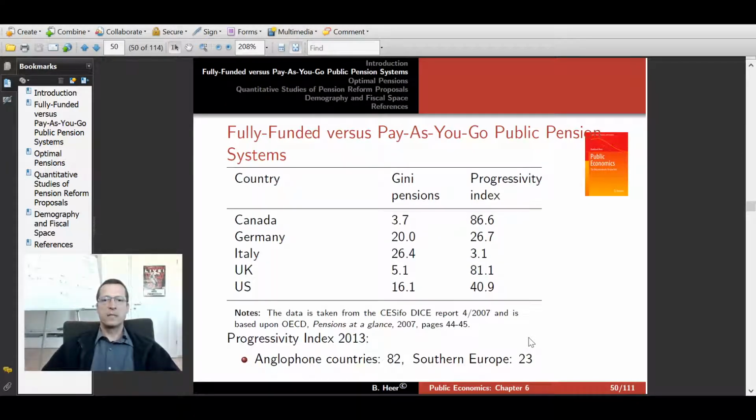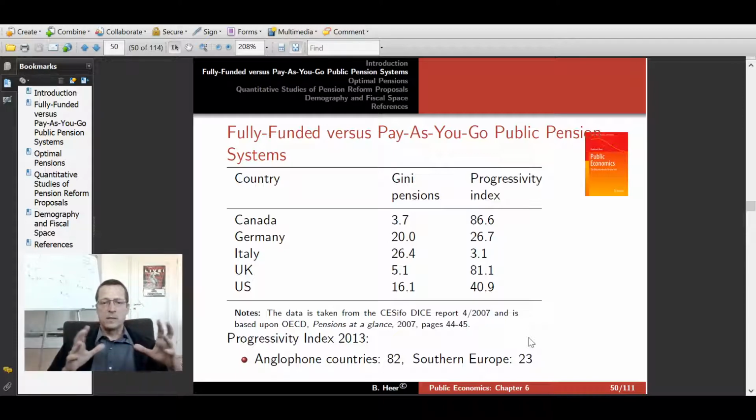In Canada, the Gini of pensions is 3.7, which is extremely low, so basically a lump sum pension, and therefore we have a progressivity index close to 100, it's 87. In the UK, it's also above 80. In the US, it's an intermediate case, the progressivity index is 41, and in Germany, it's close to 27.